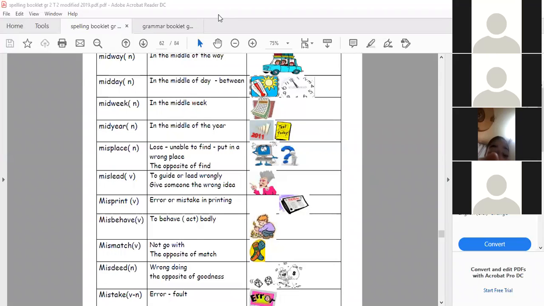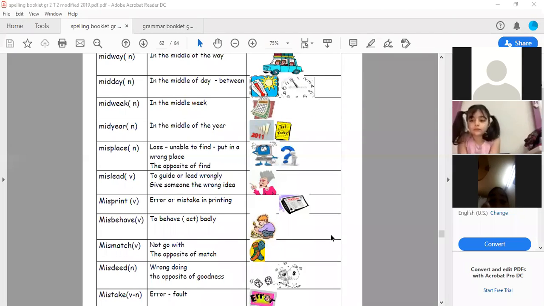Okay, next. We have, what is this word? The next one. Arwa, you listen to me? Yeah. Hello, Arwa. How are you? Arwa? Yes. What does misbehave mean, Arwa? Misbehave. To behave badly. To behave in a good way or in a bad way? In a bad way. Yeah, badly means in a bad way. Yes, thank you.